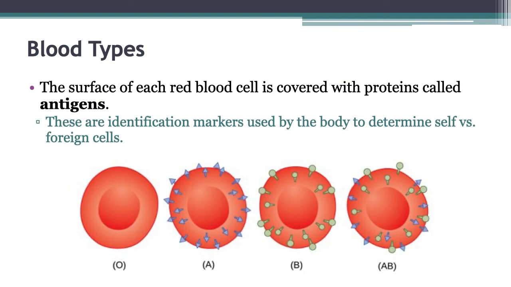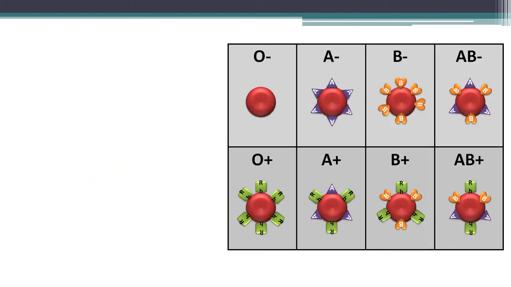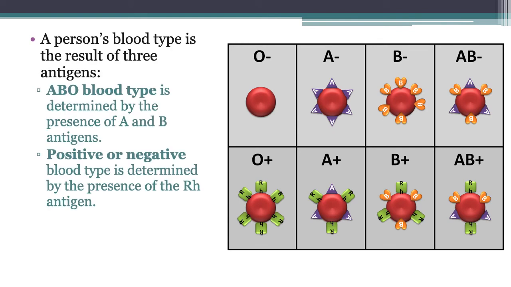Blood types. The surface of each red blood cell is covered with proteins called antigens. These are identification markers used by the body to determine self versus foreign cells. You see how the O group, they don't have any antigens on them. Now, this is going to be important when we talk about antibodies in the bloodstream. Okay? And you see how AB has both antigens on it. All right? We use that as an example of codominant when we did evolution.